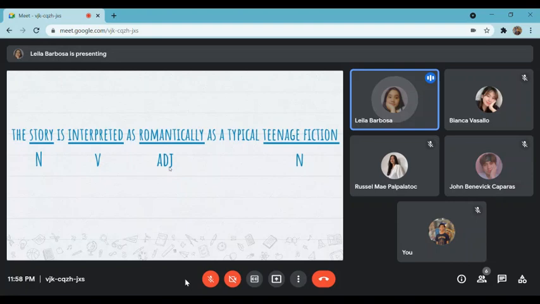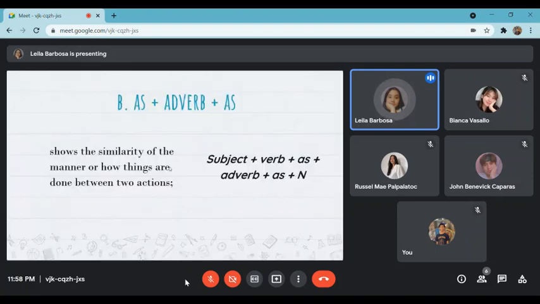Now this leads us to our next comparative form, which is as plus adverb plus as. This shows the similarity of the manner, or how things are done, between two actions. The sentence pattern it follows is subject plus verb plus as plus adverb plus as plus noun. So in the phrase, the story is interpreted as romantically as a typical teenage fiction, the comparative form used is as plus adverb, which is romantically, plus as, to compare two actions that are equal in some way.